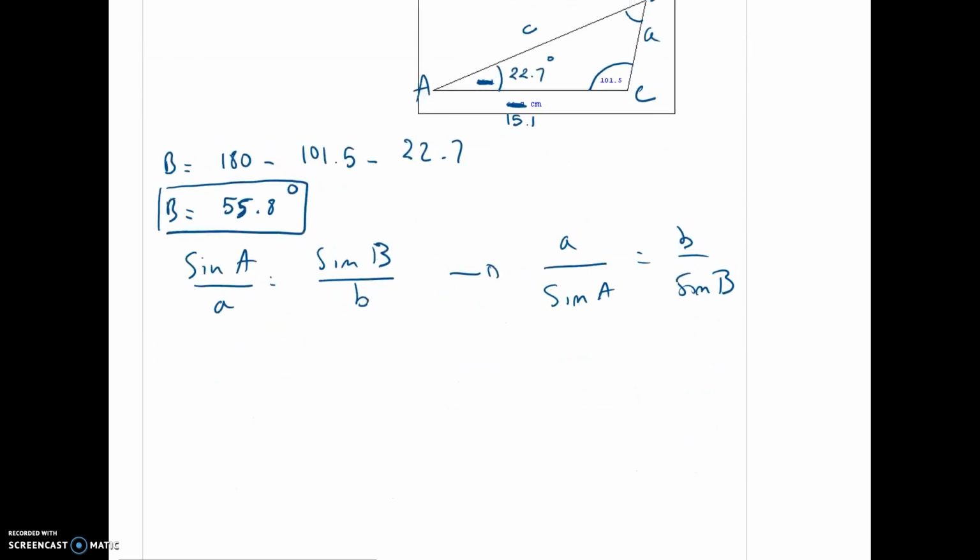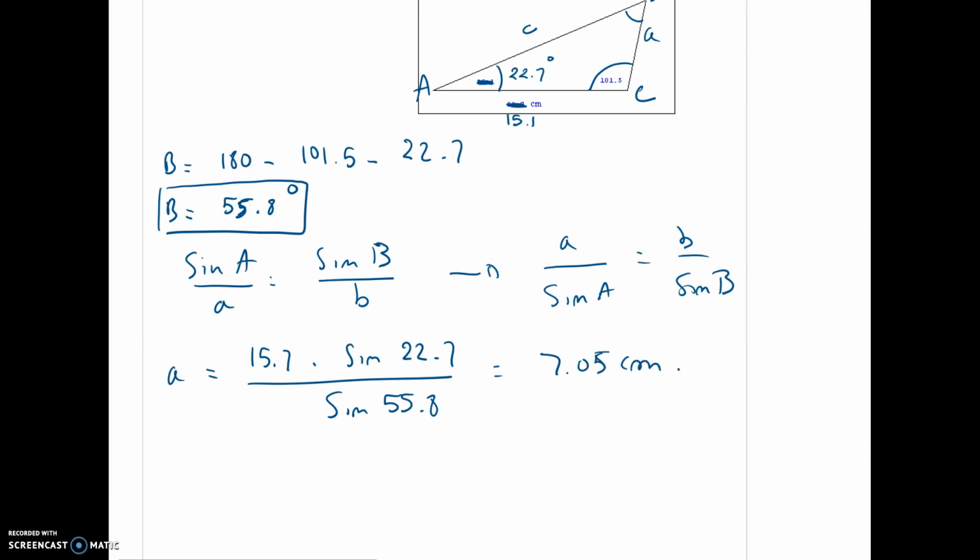So now, by substituting the value, you end up to have A equal 15.7 multiplied by the sinus of 22.7 divided by the sinus of 55.8. And you end up to have 7.05 centimeter. Okay?